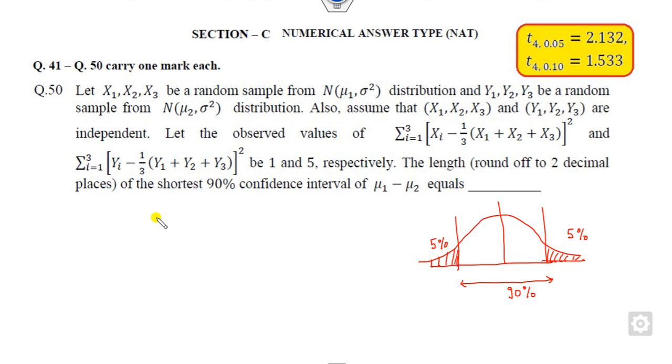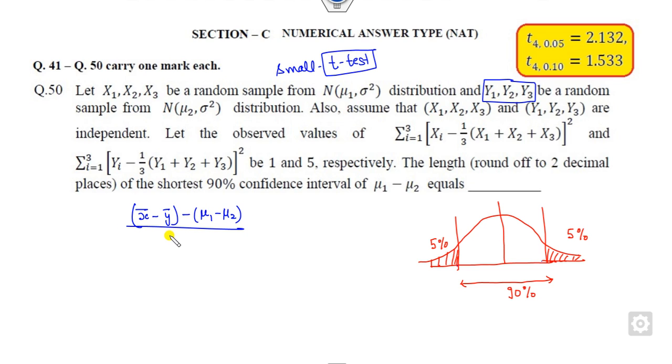So there are two samples. So that's very simple. How many samples are there? There are 3, so it's a small sample. Small sample means we have to apply the t-test. So what is the t-test? It is x bar minus y bar minus of mu1 minus mu2 divided by s times the square root of 1/n1 plus 1/n2. It lies between minus t and plus t of alpha, degree of freedom.